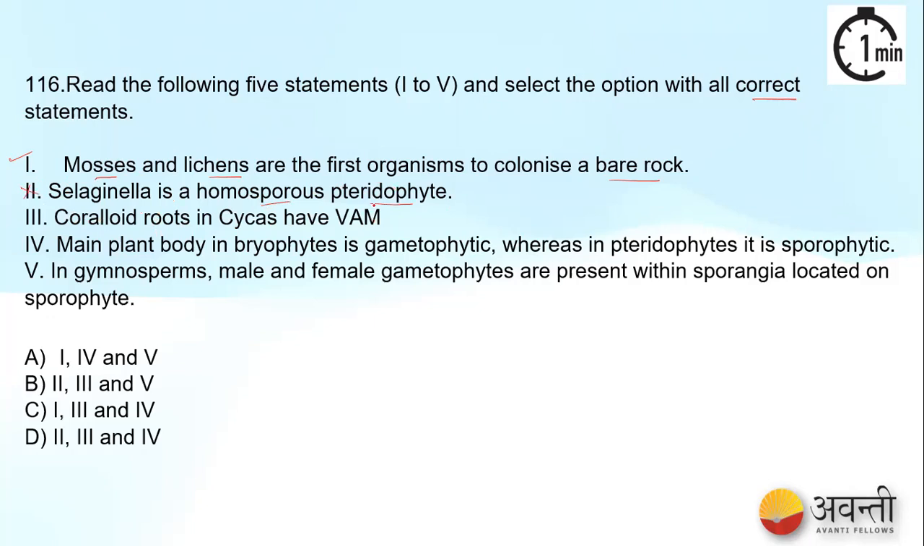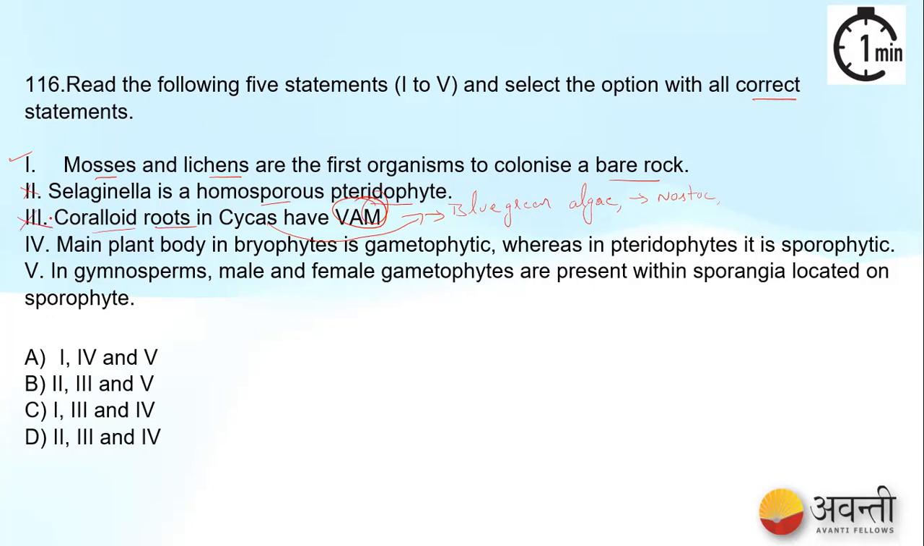And then, coralloid roots in cycas have VAM. Basically, VAM is a mycorrhiza. The roots of the cycas are not colonized by VAM. Instead, they are colonized by blue-green algae such as Nostoc, Anabaena, etc. So coralloid roots in cycas are symbiotic with blue-green algae, not with VAM. VAM refers to mycorrhiza, M for mycorrhiza. So that is why option 3 is wrong.